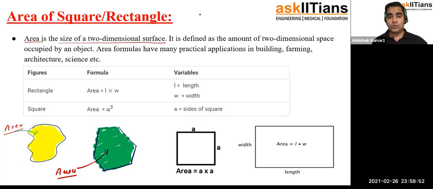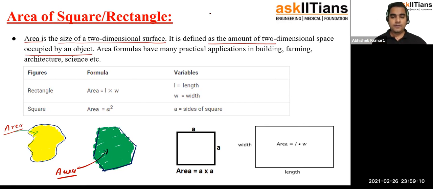So here the two-dimensional surfaces that we are talking about are the rectangle and the square. Why are they called two-dimensional? Because they have got two dimensions: one is length and the other one is breadth. Okay. And how do we define area? It is defined as the amount of two-dimensional space which is occupied by an object.